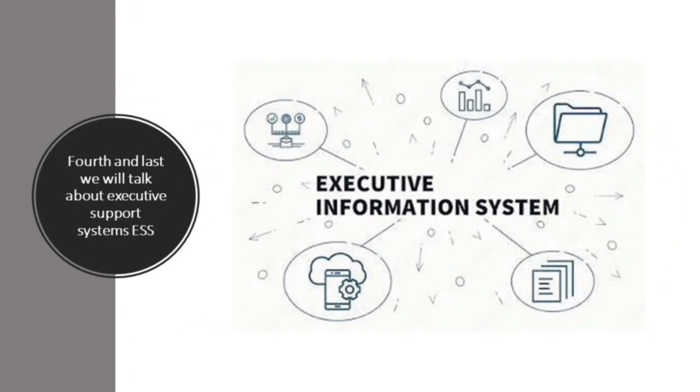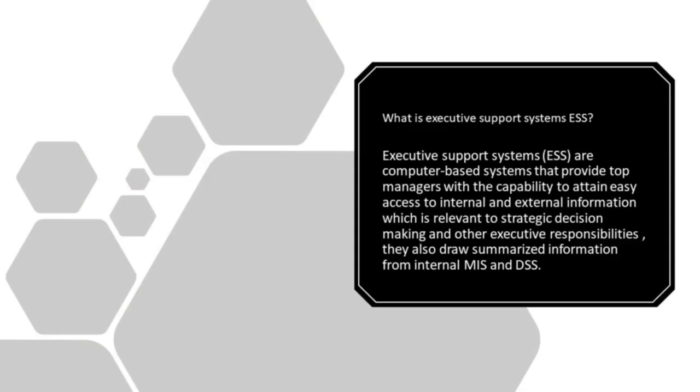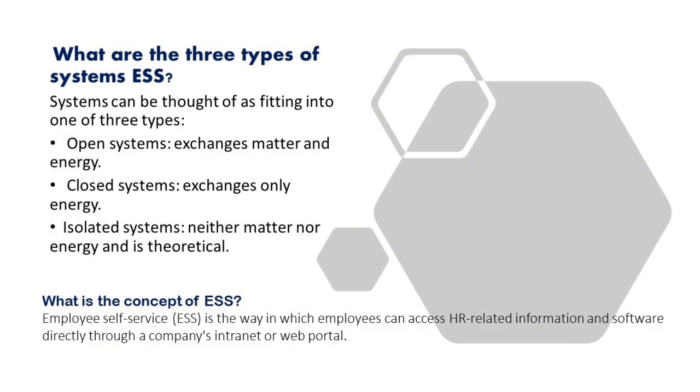Fourth, I'll talk about executive support systems. ESS are computer-based systems that provide top managers with the capability to attain easy access to internal and external information which is relevant to strategic decision-making and other executive responsibilities. They also draw summarized information from internal MIS and DSS. There are three types of ESS systems.